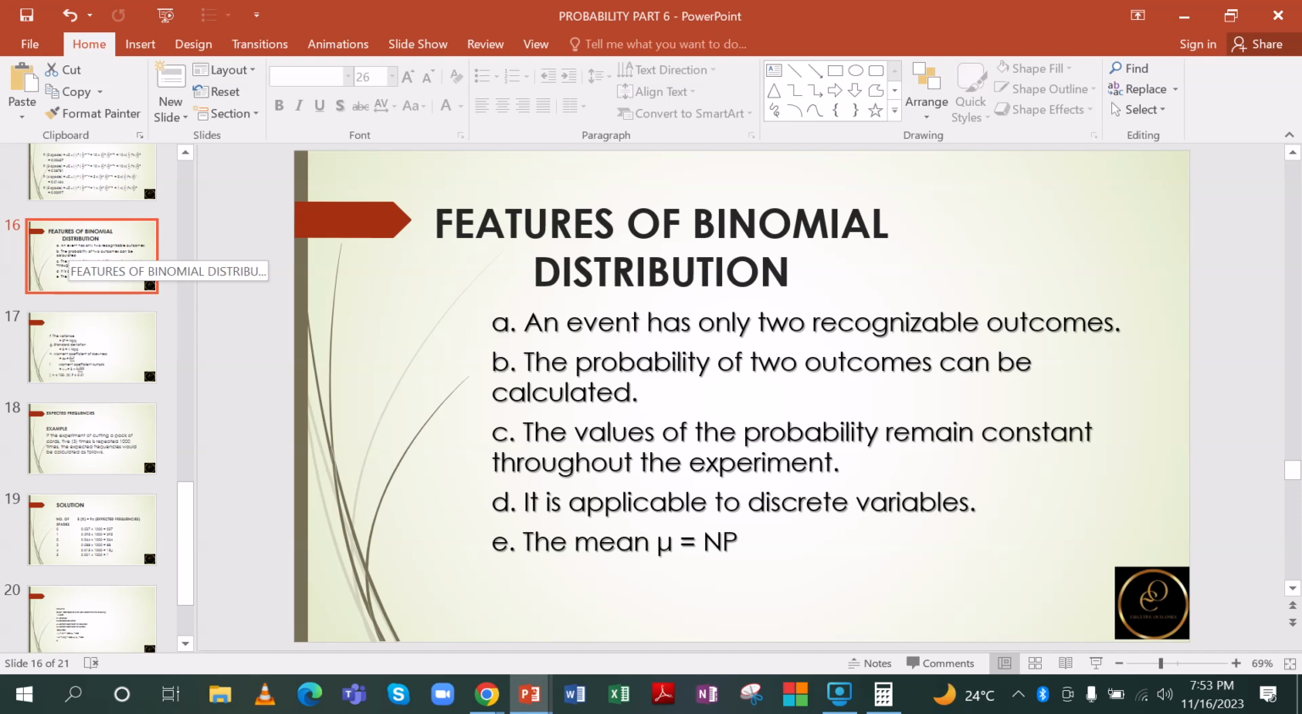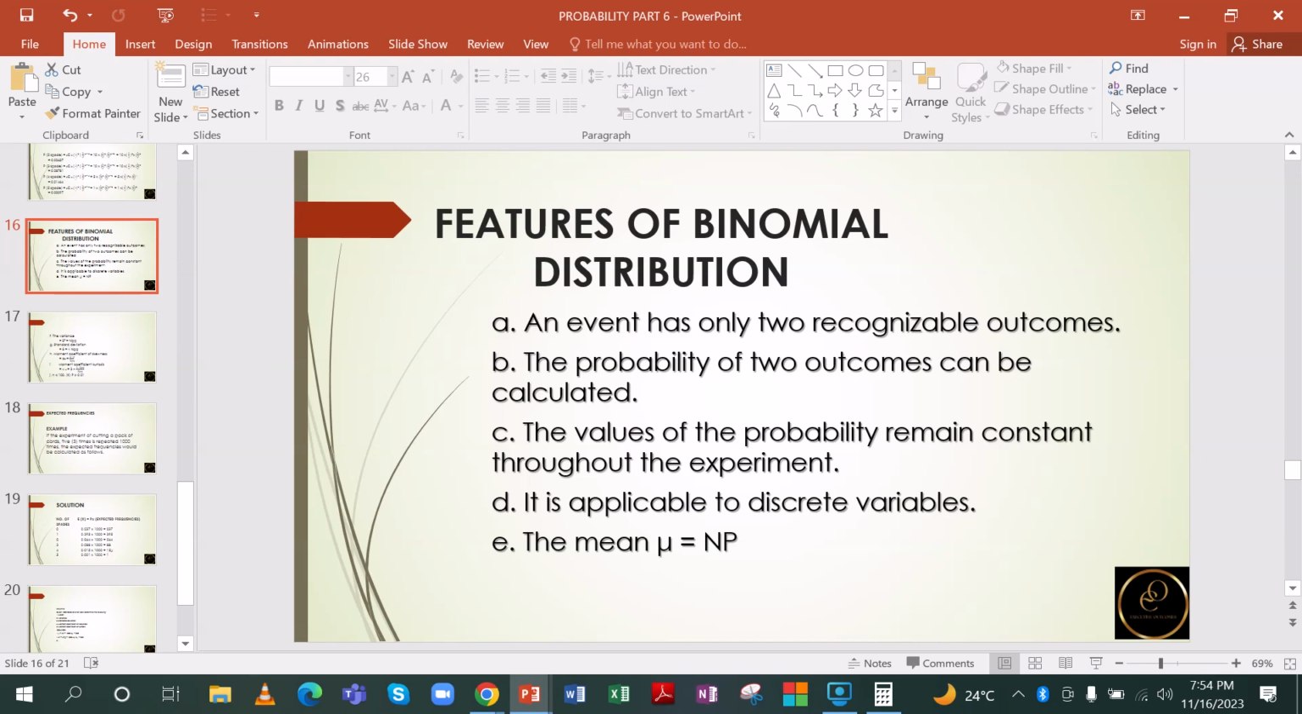When we talk about features, we are talking about characteristics of binomial distribution, or elements of binomial distribution, or attributes of binomial distribution. It is one and the same thing. What are these things that we identify with a binomial distribution in short? There are a number of them.